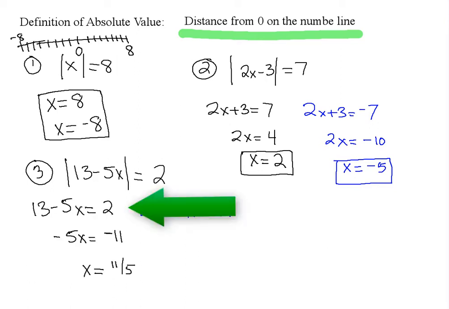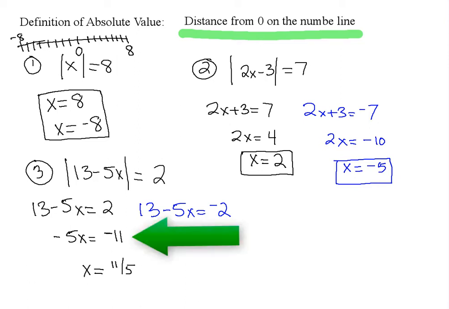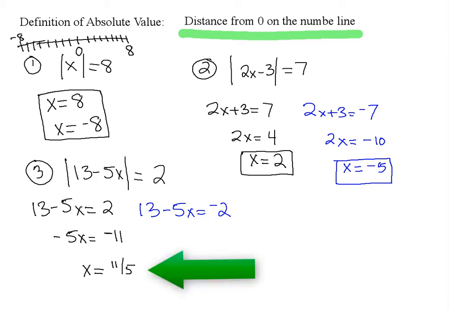Now, on the equation on the left, the first thing I'll do is use my subtraction property of equality. Subtracting 13 from both sides yields negative 5x equals negative 11. Using the division property of equality, when you divide both sides by negative 5, your result is x equals 11 over 5. Now that can't be reduced, so you can leave your answer as x equals 11 over 5.